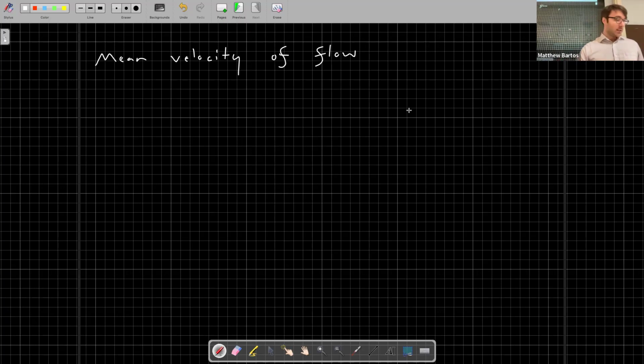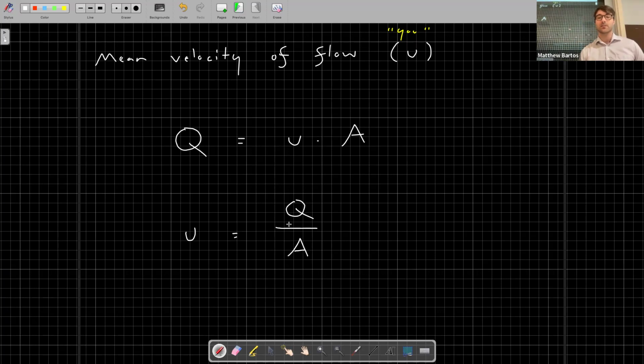The mean velocity of flow. And in this class, I will be referring to the mean velocity of flow with the variable u. So this is a u as in u. And the mean velocity of flow is defined as follows. We have that the discharge is equal to the mean velocity of flow times the cross-sectional area. Okay, so it's the velocity such that the discharge is equal to that velocity times the cross-sectional area. Or equivalently, the mean velocity of flow is equal to the discharge divided by the cross-sectional area.